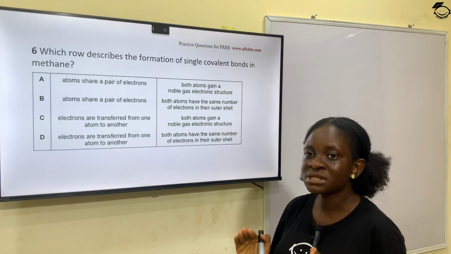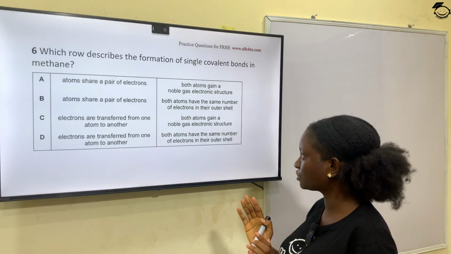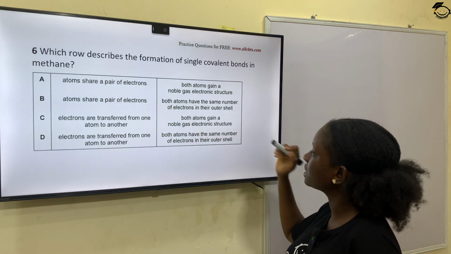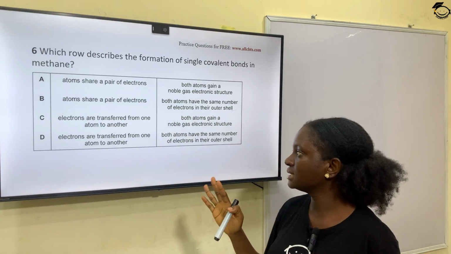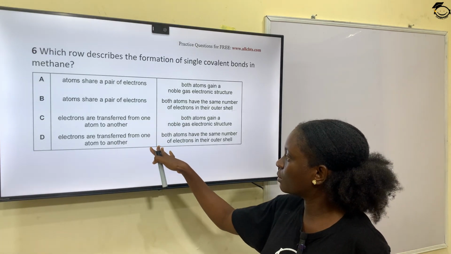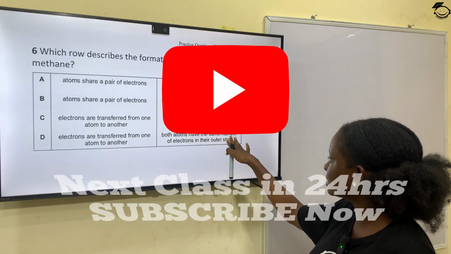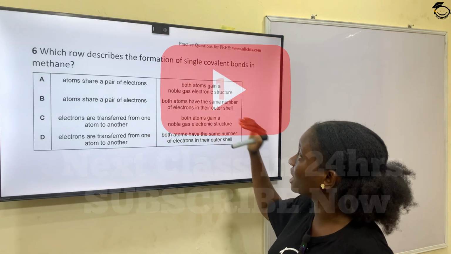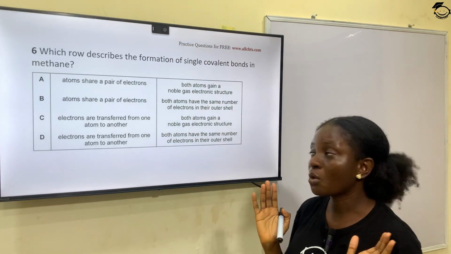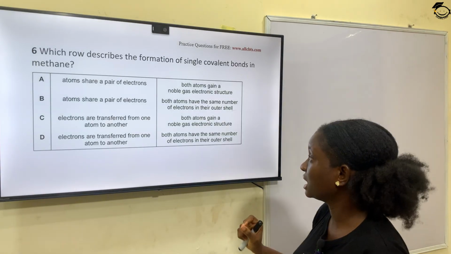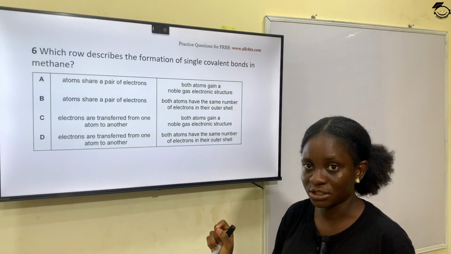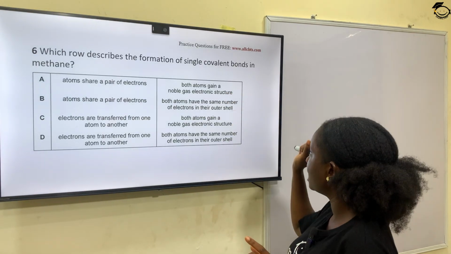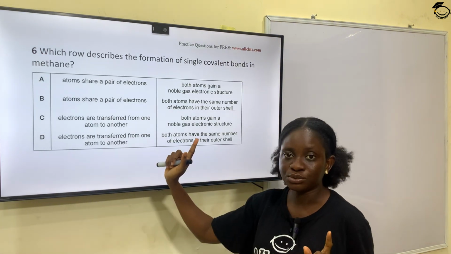C, electrons are transferred from one atom to another. Both atoms gain a noble gas electronic structure. D, electrons are transferred from one atom to another. Both have the same number of electrons in the outer shell. So the row that describes the formation of single covalent bonds in methane is that atoms share a pair of electrons and they both gain a noble gas electronic structure. That's option A.